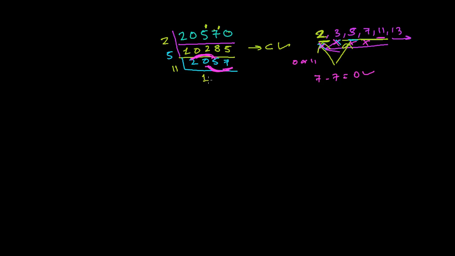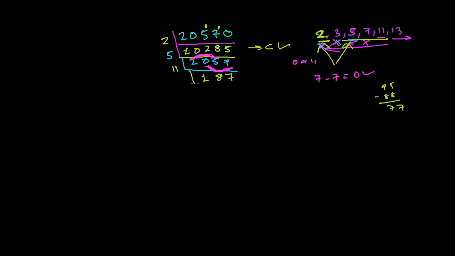11 1s are 11, and I'm left with 9, and 9 will be the remainder because 20 minus 11 is 9. Now 9 and 5 make 95, so 11 8s are 88, and 95 minus 88 you'll get 7. This 7 will drop down, so it will be 77. So 11 7s are 77.